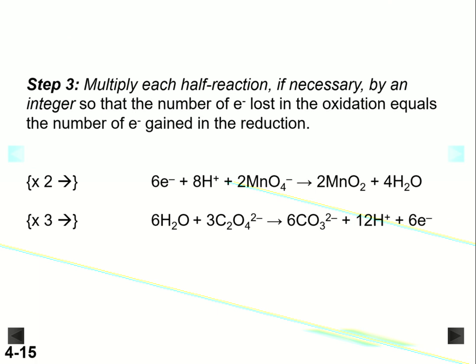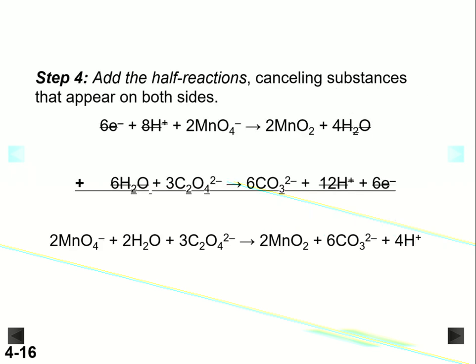If we add these 2 together, we'll see electrons will cancel from both sides. In fact, a bunch of the waters and a bunch of the protons cancel. And so the lines are drawn through everything that involves getting canceled. The 6 waters drop down to 2 waters. And then on the product side, the 12 protons drop down to 4 protons. So we have our resultant reaction, 2 permanganate plus 2 water plus 3 oxalates gives 2 manganese 4 oxides plus 6 carbonates plus 4 protons.